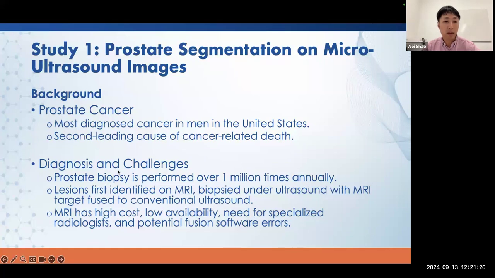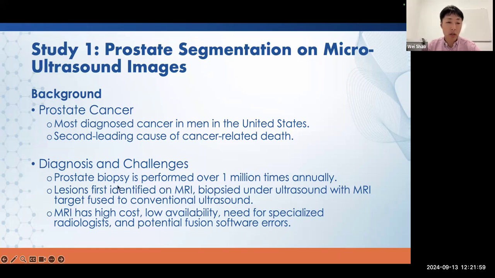The standard diagnosis is prostate biopsy. You take about 12 to 14 biopsy cores from the prostate and put them under a microscope to tell the grade of those tissues and to confirm whether a patient has cancer or not. This systematic biopsy is not great because it randomly samples only about 1% of the prostate. It may lead to underdiagnosis and overdiagnosis.